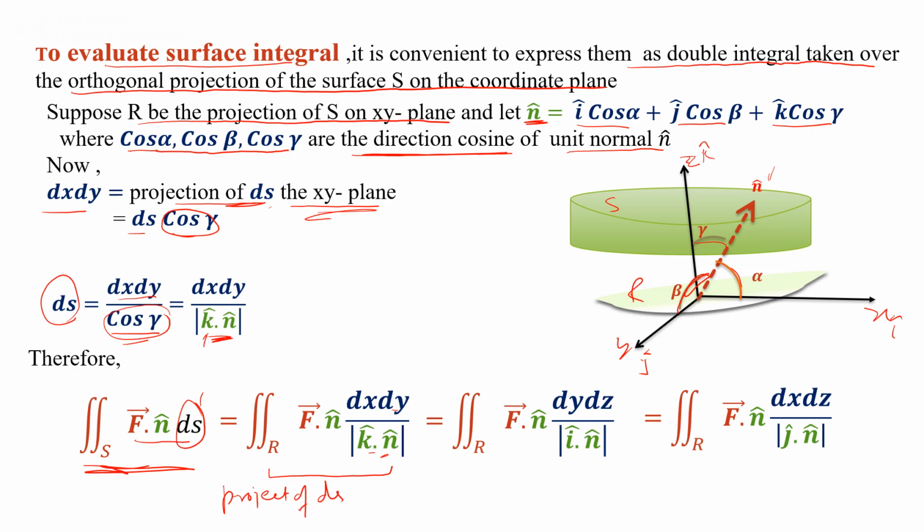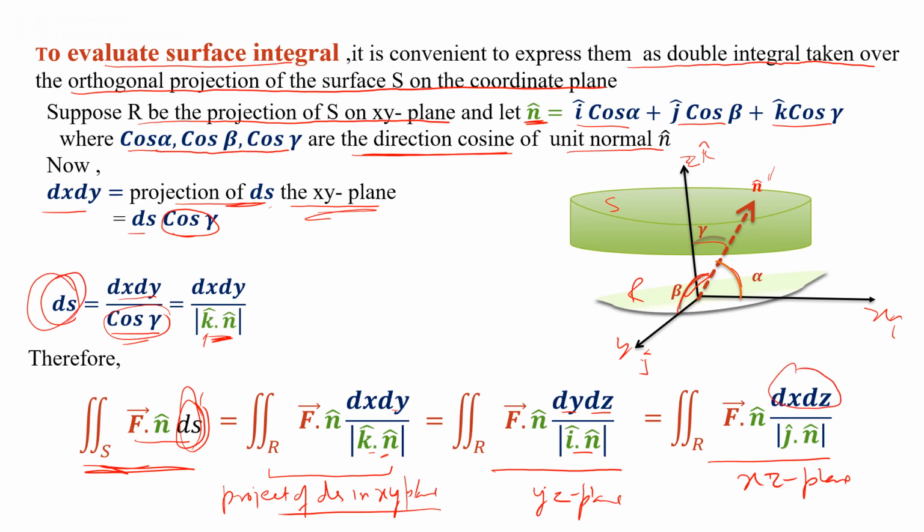If we take the projection on the yz plane, then in place of dS we write dy dz upon i dot n cap. That is the projection on the yz plane. And similarly, if we take the projection on the xz plane, then we replace dS with dx dz upon j dot n cap.